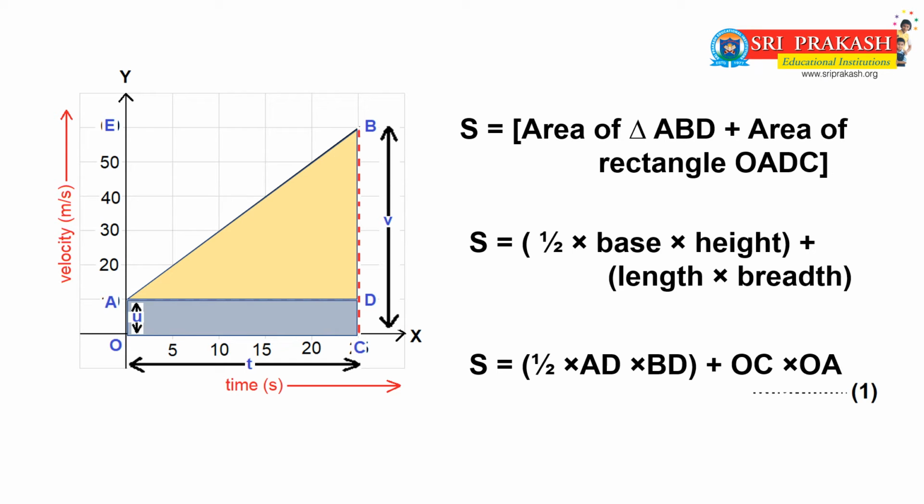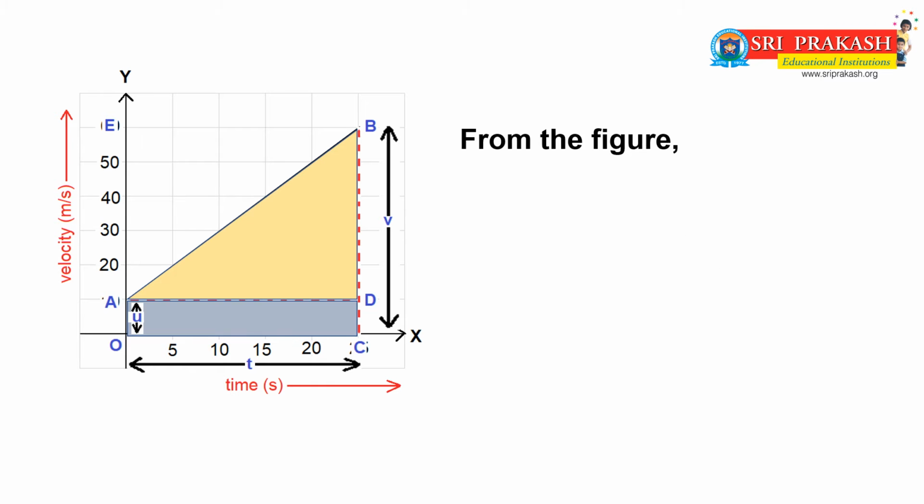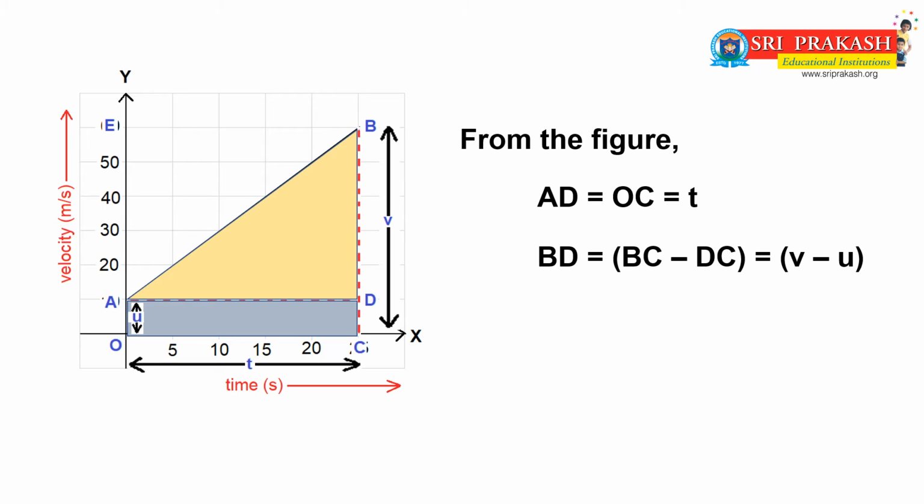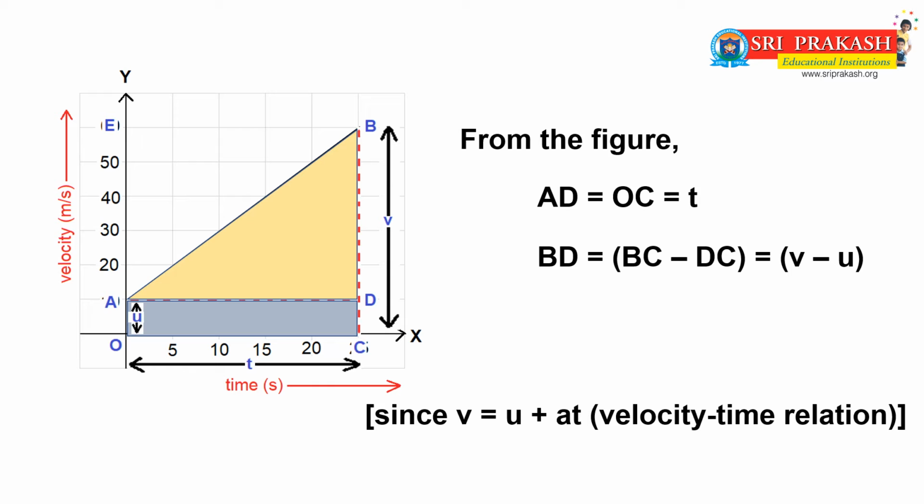Let this be equation 1. From the figure, AD is equal to OC is equal to T along the x-axis. We have BD, which is equal to BC minus DC. Since BC is V and DC is U, BC minus DC will be equal to V minus U. From the first equation of motion, we have V is equal to U plus AT.